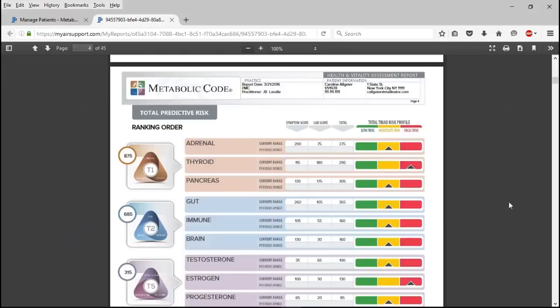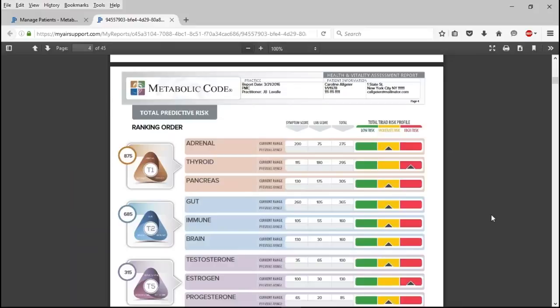What's interesting with her is that when you look at her total composite profile of her symptoms and labs, look at the left side. Her triad one and triad two are really in the extreme. Anything above 500 is significant from our perspective as a total score, and she scored an 875 on her triad one and a 685 on her triad two. So there's something pretty significant going on with her.